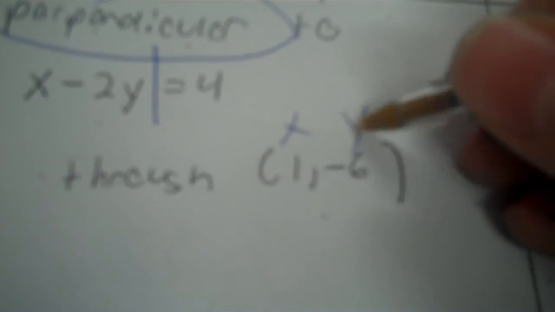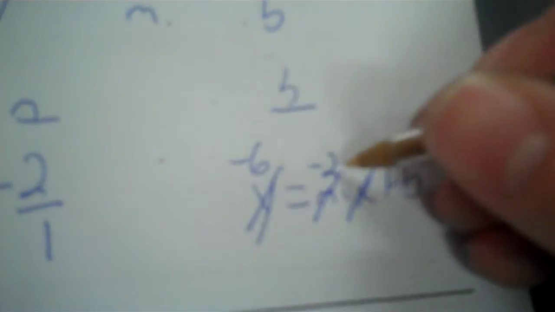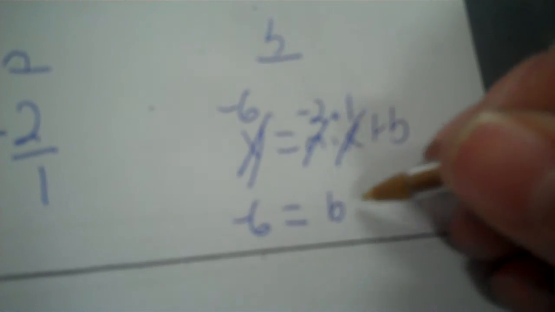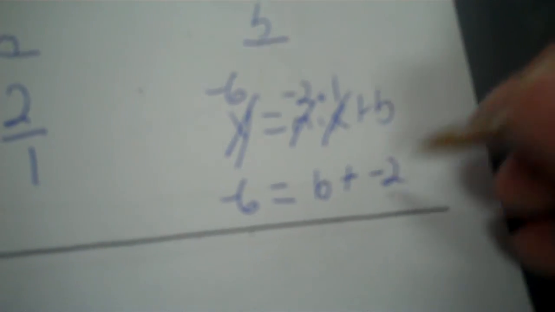So b, y equals m times x plus b. So the m is negative 2. Then negative 6 is y, and then 1 is x. Negative 2 times 1 is negative 2. Then you add 2. Negative 6 plus 2 is negative 4. Negative 4 equals b.